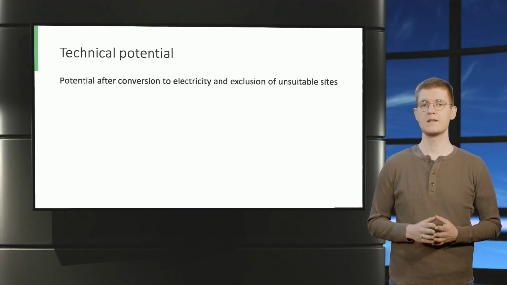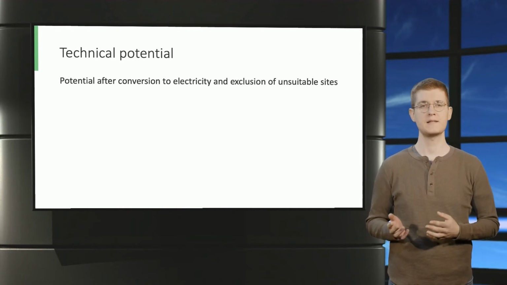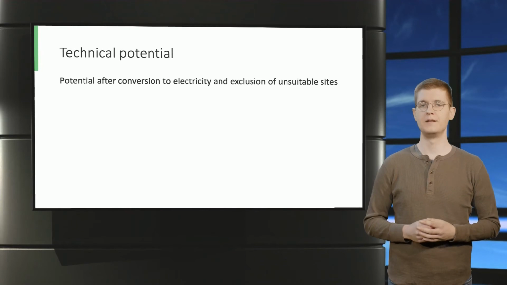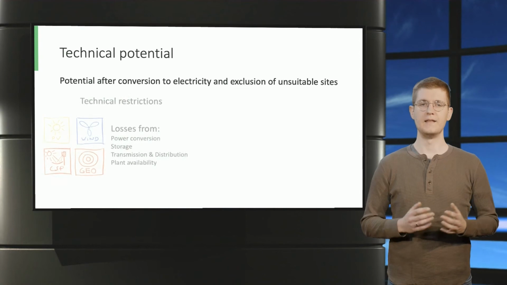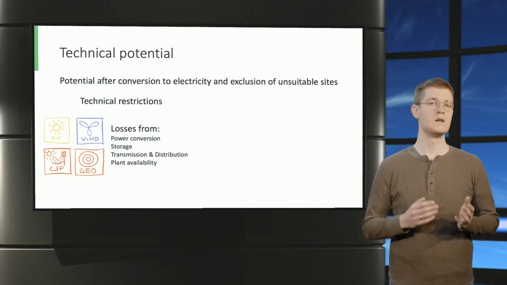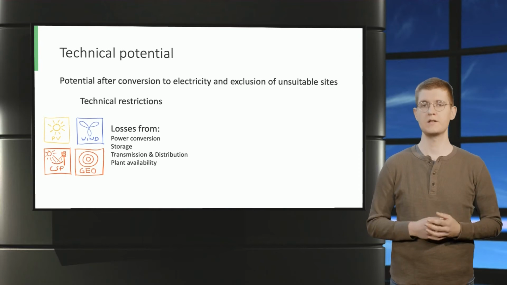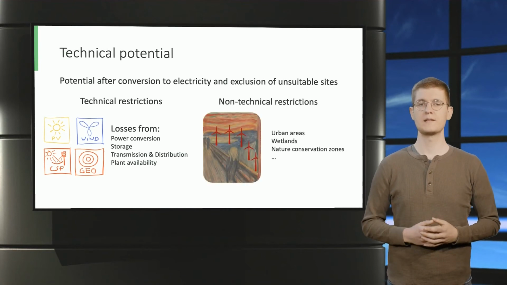For these aspects, you need the technical potential, which reflects the energy or capacity of renewables after the conversion to electricity and the exclusion of unsuitable land. The name-giving technical restrictions may include losses from power conversion, storage, transmission and distribution, as well as the downtime of the plant due to maintenance or malfunctions. The technical potential also considers non-technical restrictions for plant site selection.